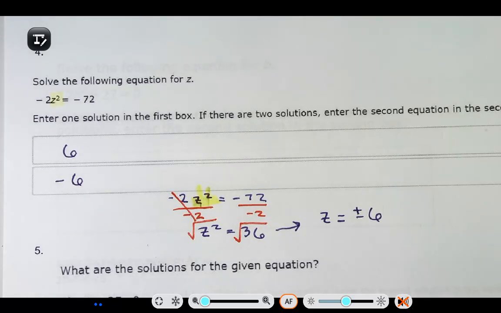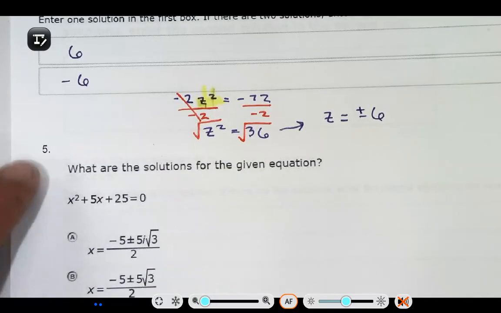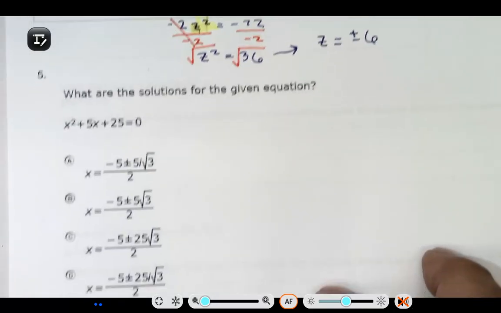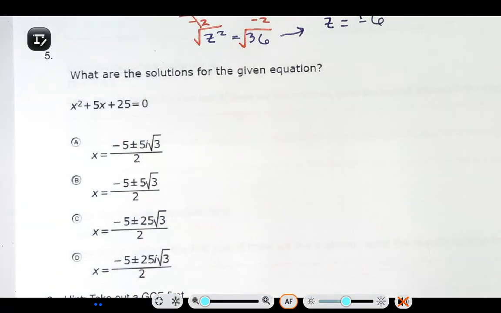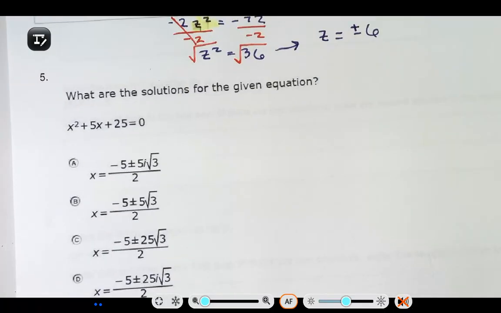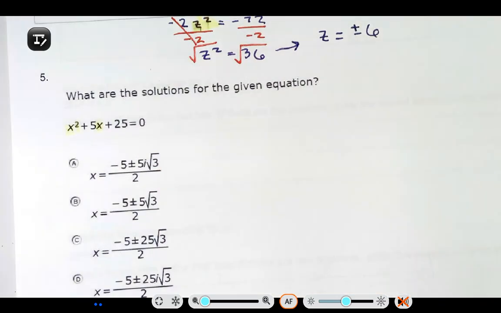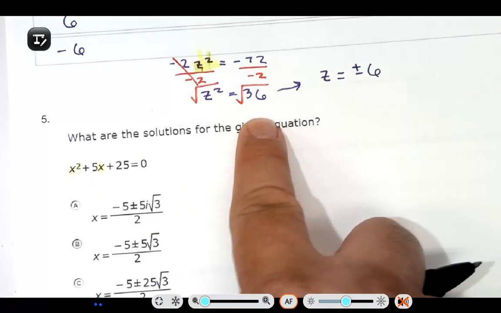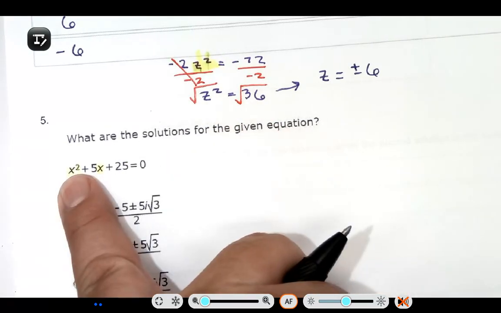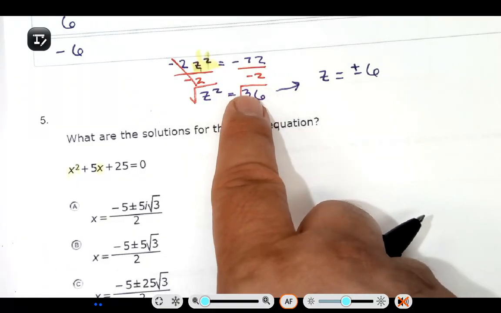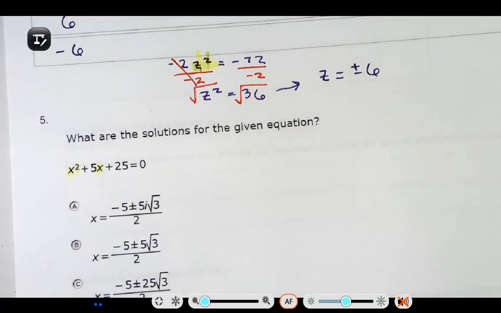Okay, moving right along. Now, when I look at 5, it says, what are the solutions to the given equation? And yes, I see a quadratic, but I see an x here and an x there. So I clearly can't do what I did up here. You can't say, I'm going to get x squared by itself. No, we can't do that. But this is where your answers can always guide you. So please use your answers as a guide.